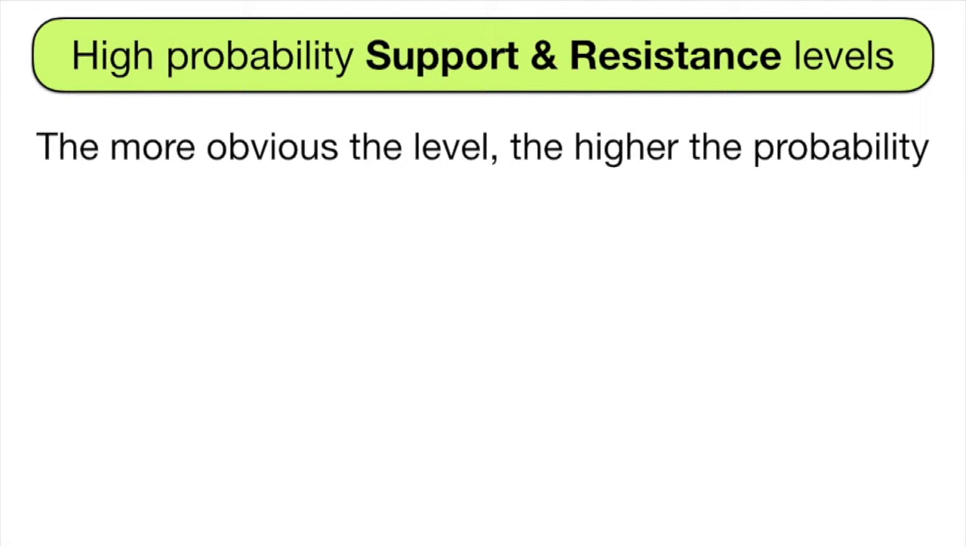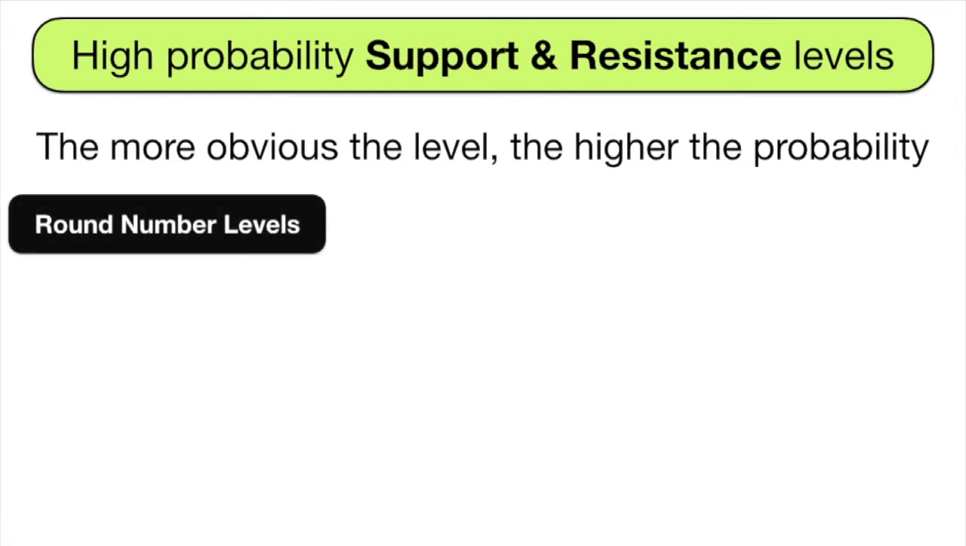There are no guarantees in trading. So the first sort of levels that you want to identify on your chart are round number support and resistance levels, and these are the most obvious levels in trading.